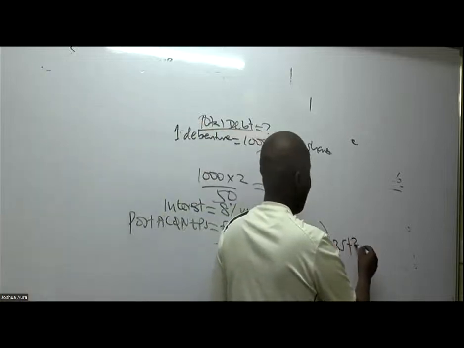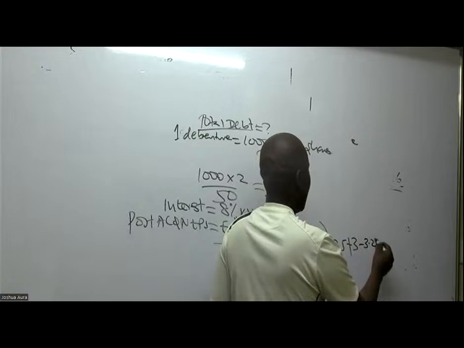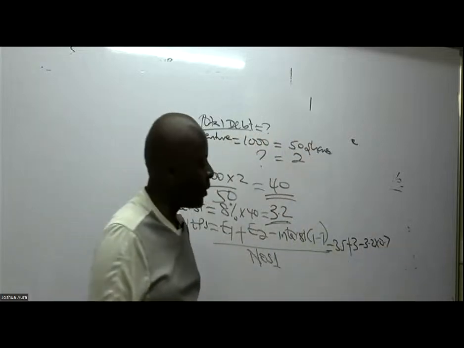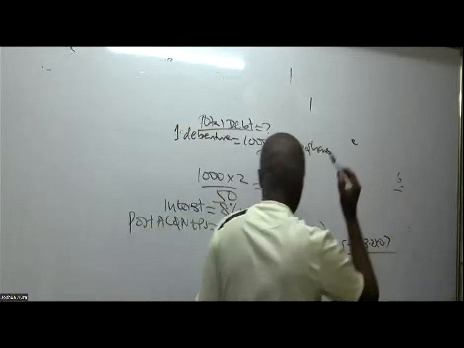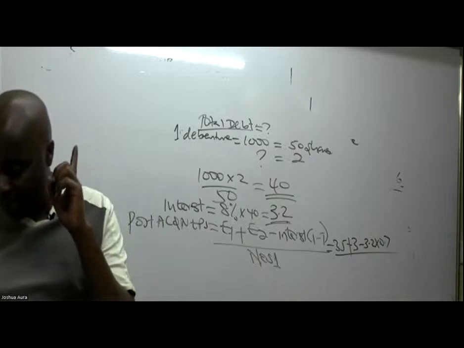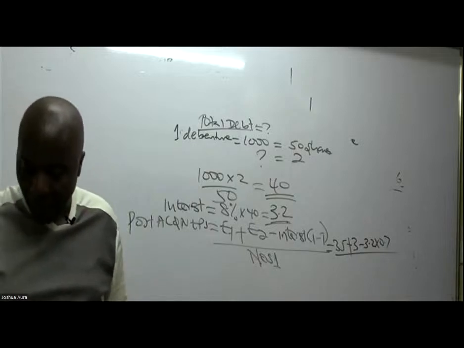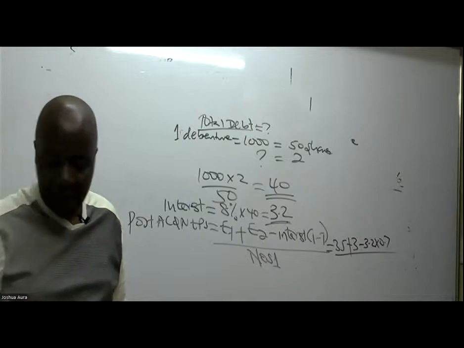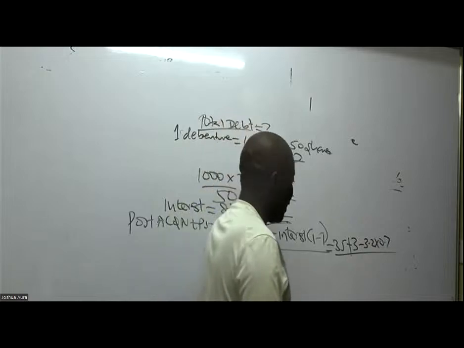Interest, I already have 3.2, times 1 minus the tax, which I imagine is 30%. Divide this by the number of ordinary shares of the first company, the predator company. The number of shares here is 10.